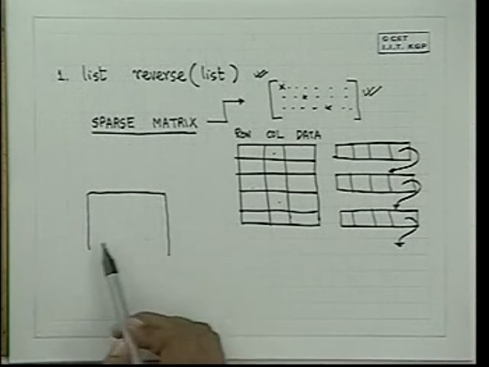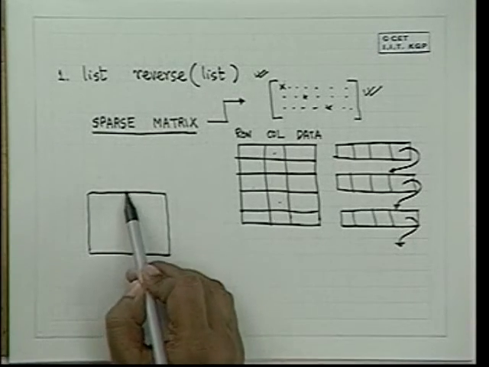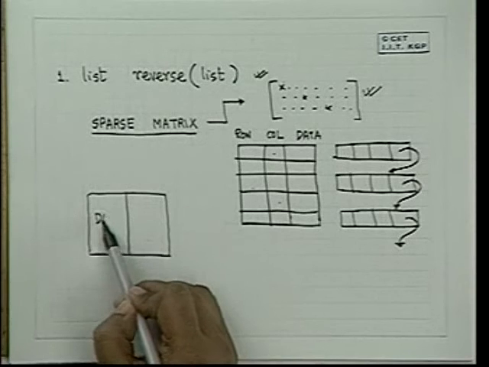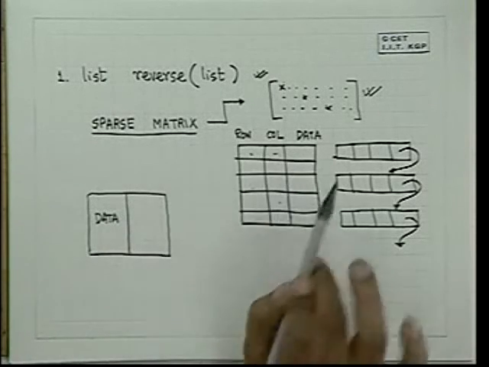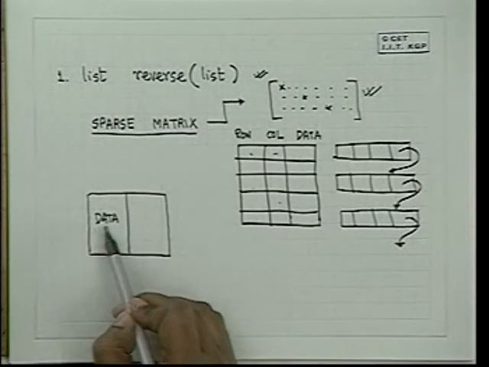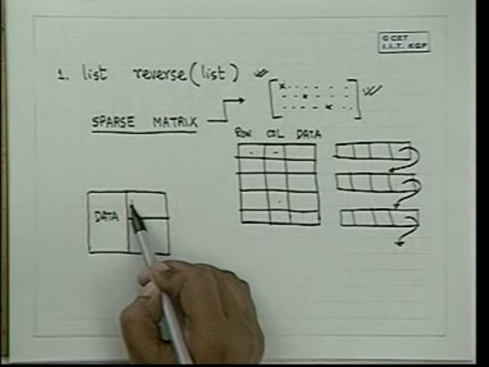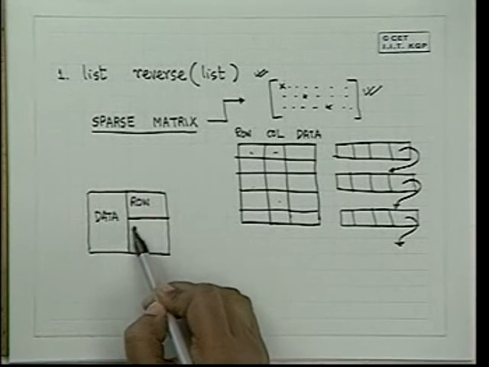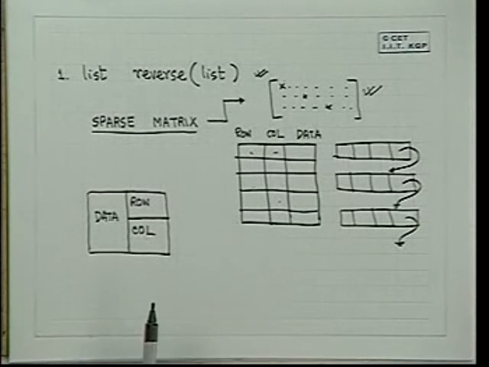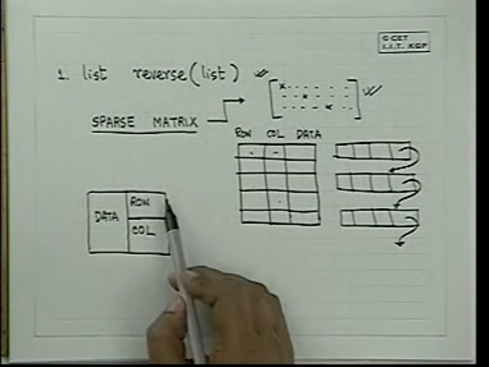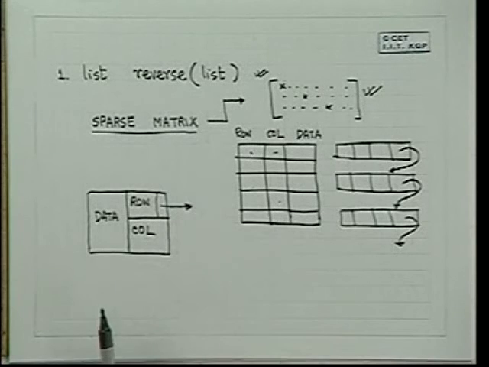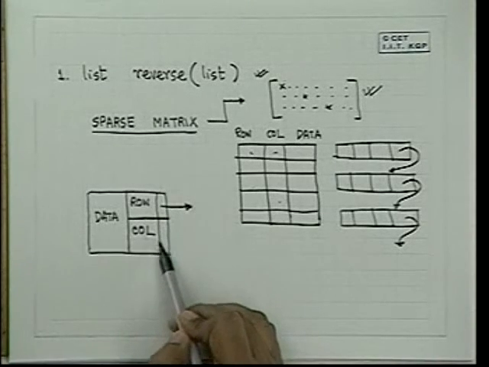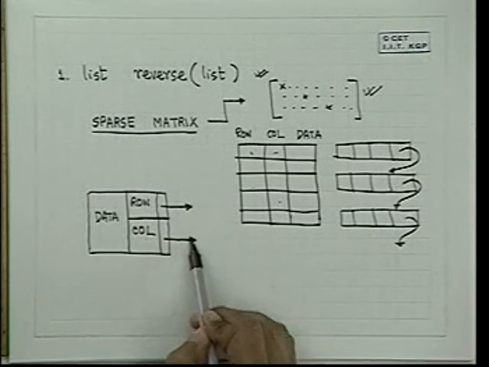Yes, you can say there is no problem. Here is the data. And you can store row number, column number, that is okay. So you will store row number, column number. Anything else? Two pointers can be stored, one to the next element in the row and another to the next element in the column.